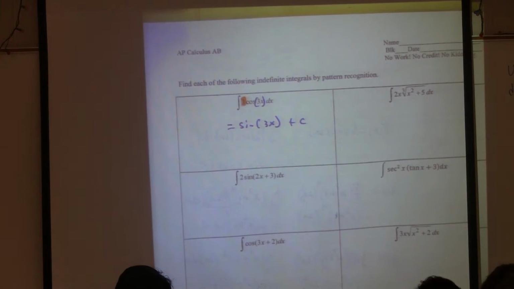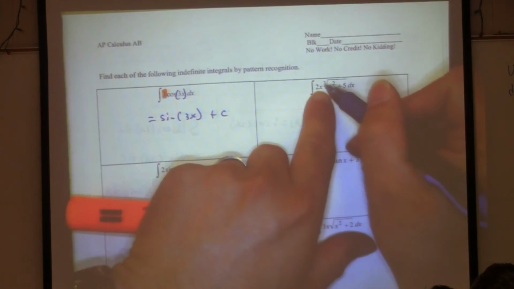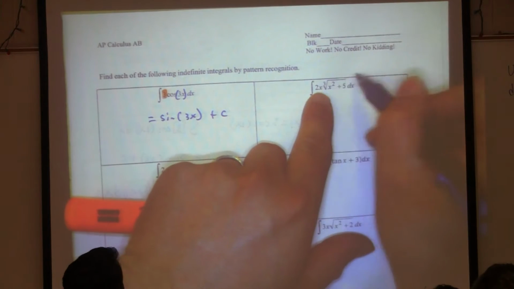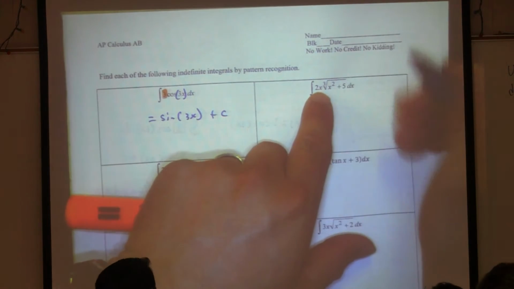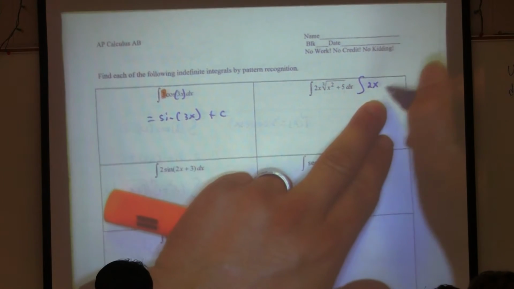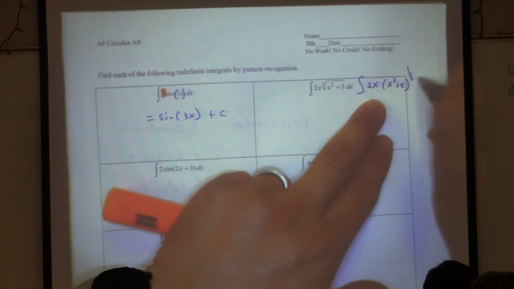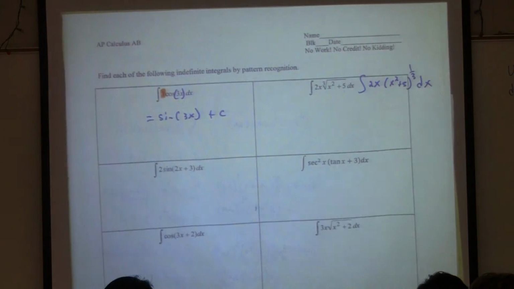Look at the next one. Do you want to rewrite it before we jump into it? Some people have been getting this 3 as part of the cube root confused with the power of that x. So this is really 2x times (x squared plus 5) to the 1/3 dx. So let's write it like that so we don't get confused.